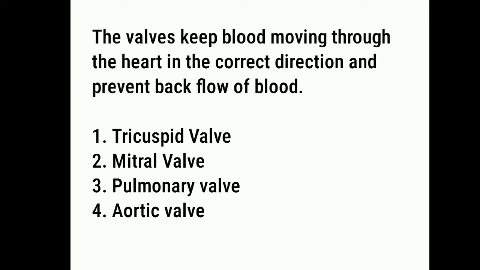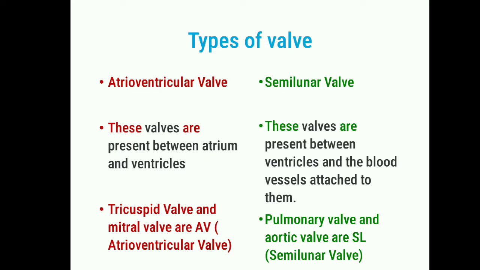There are 2 types of valves: atrioventricular valve and semilunar valve. As the name suggests, atrioventricular valve means the valve present in between the atrium and the ventricles. The 2 valves coming under this category are tricuspid valve and mitral valve.